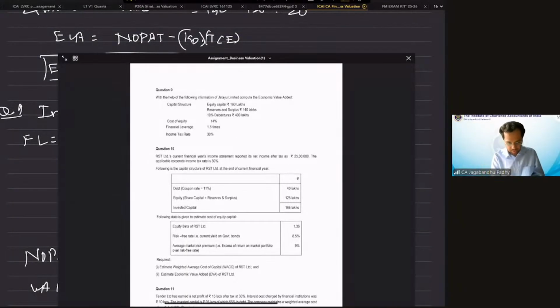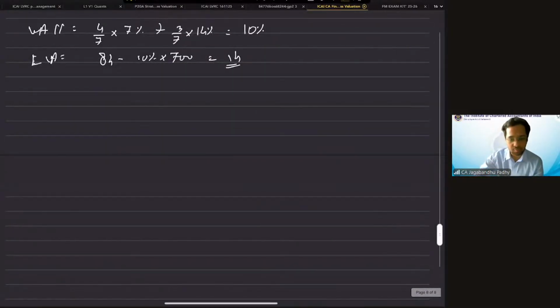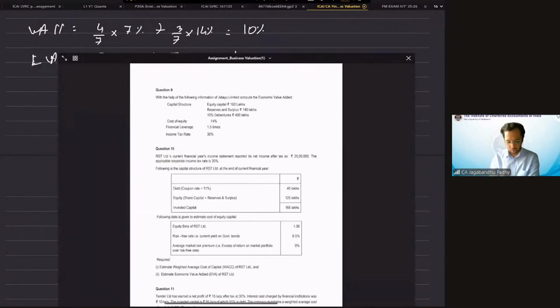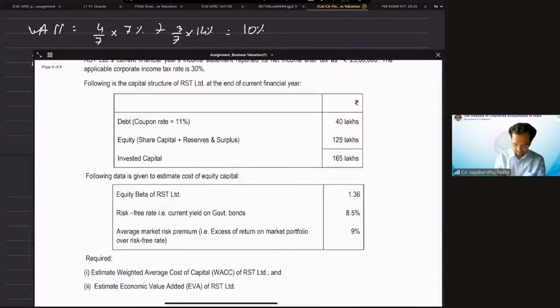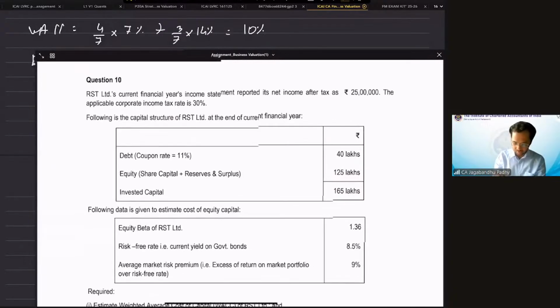We've done question number 9, one question on the economic value added part. Now let us take up some more questions on the same lines of economic value added, and then we'll go with the extensive questions which will involve use of FCFE and FCFF for business valuation. So let us take up question number 10 now, guys.